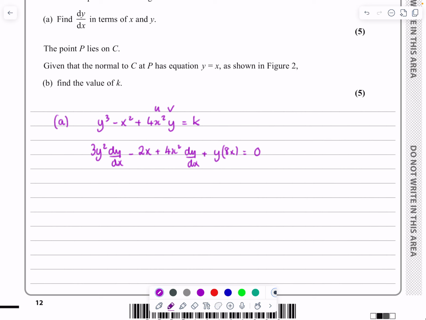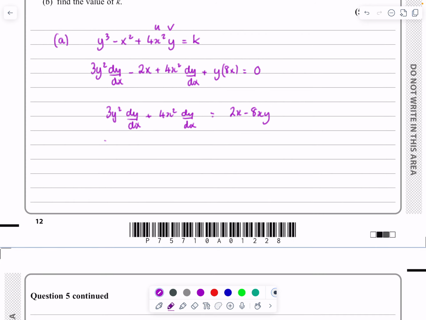When we get these, you should have done quite a lot of practice of these ones. I can see now I've got 2 terms that have got dy by dx in. So let's leave those on one side: 3y squared dy by dx plus 4x squared dy by dx, and get everything else over to the other side. So in this particular example, 2x minus 8xy there. Take dy by dx out as a factor now, which is just going to leave me 3y squared plus 4x squared there. And again, 2x minus 8y here.